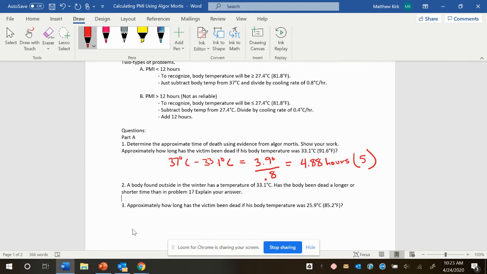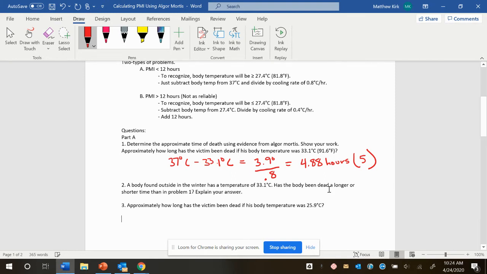But let's maybe focus more on calculations. Okay, so number 3. Approximately how long has the victim been dead if his body temperature was 25.9 degrees Celsius? Okay, let me look at that. First, I need to figure out what type of problem it is. Is it short or long? So I look at my measured body temperature. The measured body temperature was 25.9 degrees Celsius. Oh, that is going to be less than my 27.4. So that tells me it's going to be greater than 12 hours here. So more than 12 hours have passed.